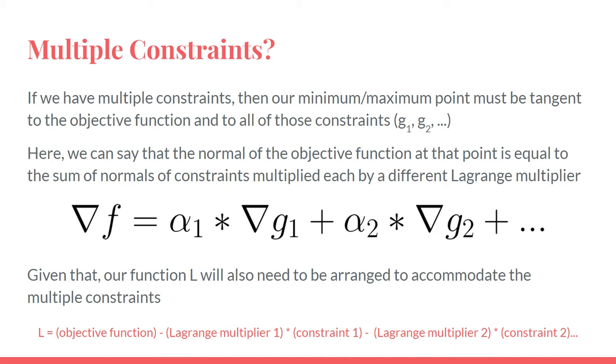Given this, we also change our definition of L. Now, L is equal to our objective function minus the first Lagrange multiplier times the first constraint minus the second Lagrange multiplier times the second constraint, and so on. Do note that each constraint has a different Lagrange multiplier.